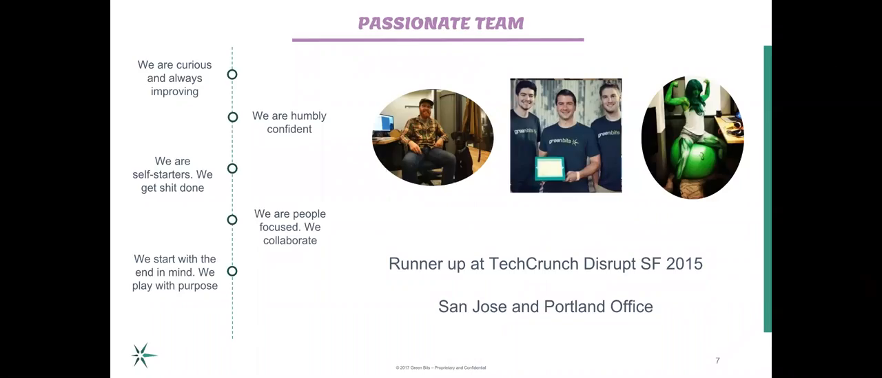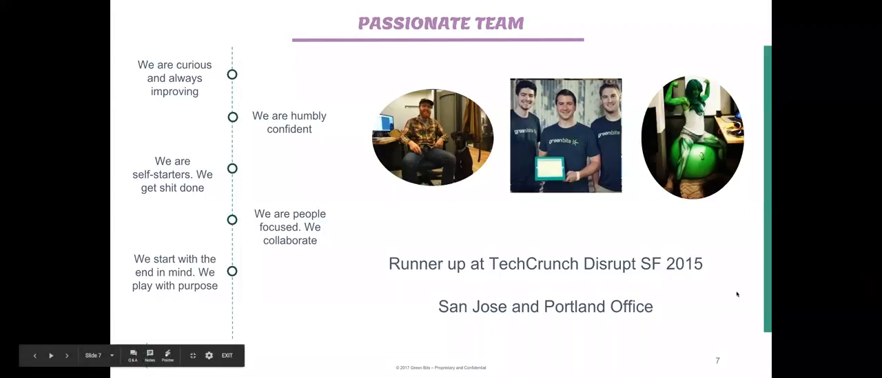Our two main offices are in San Jose, where our headquarters is at, and then in Portland, Oregon. And then over there on the left-hand side, every day we work based off of our core values, and you can see some of those values there. Definitely very, very focused on our customers.